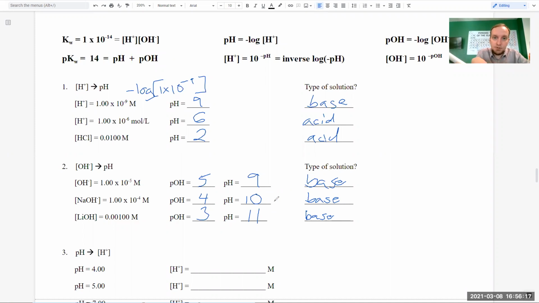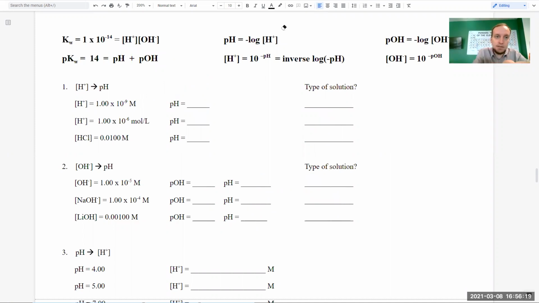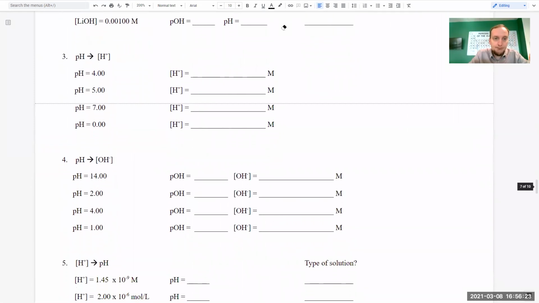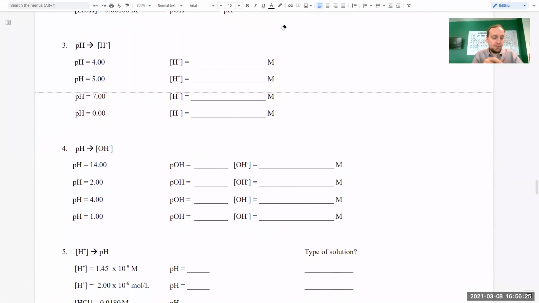All right, moving on to number 3. What we have here is something a little different. So we know that the pH is 4. We're going to do the opposite. So what we're going to do is the inverse log. And what that basically is, we have a 10 raised to the negative 4.00, which will equal my answer. Now, how do we do that on the calculator?